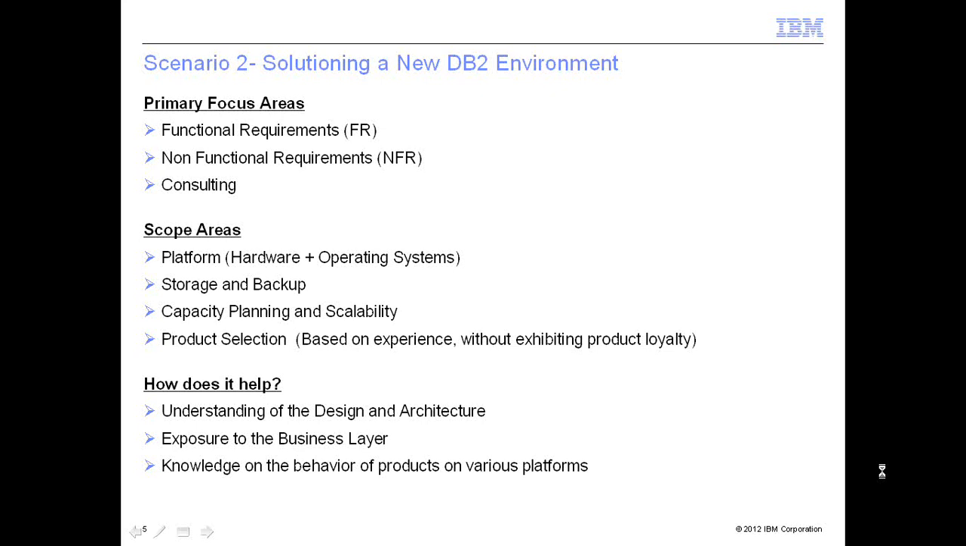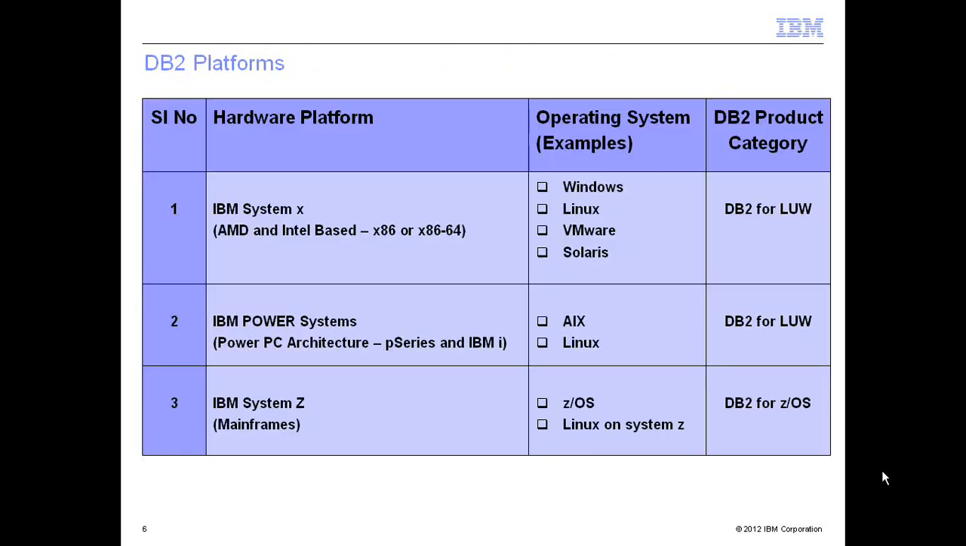Moving on to slide number 6. This is a table which gives you an idea about the simplest categorization of DB2 for various platforms. You see 3 rows over here. The first row is IBM System X, which we call the X series, where we can load Windows, Linux or VMware.